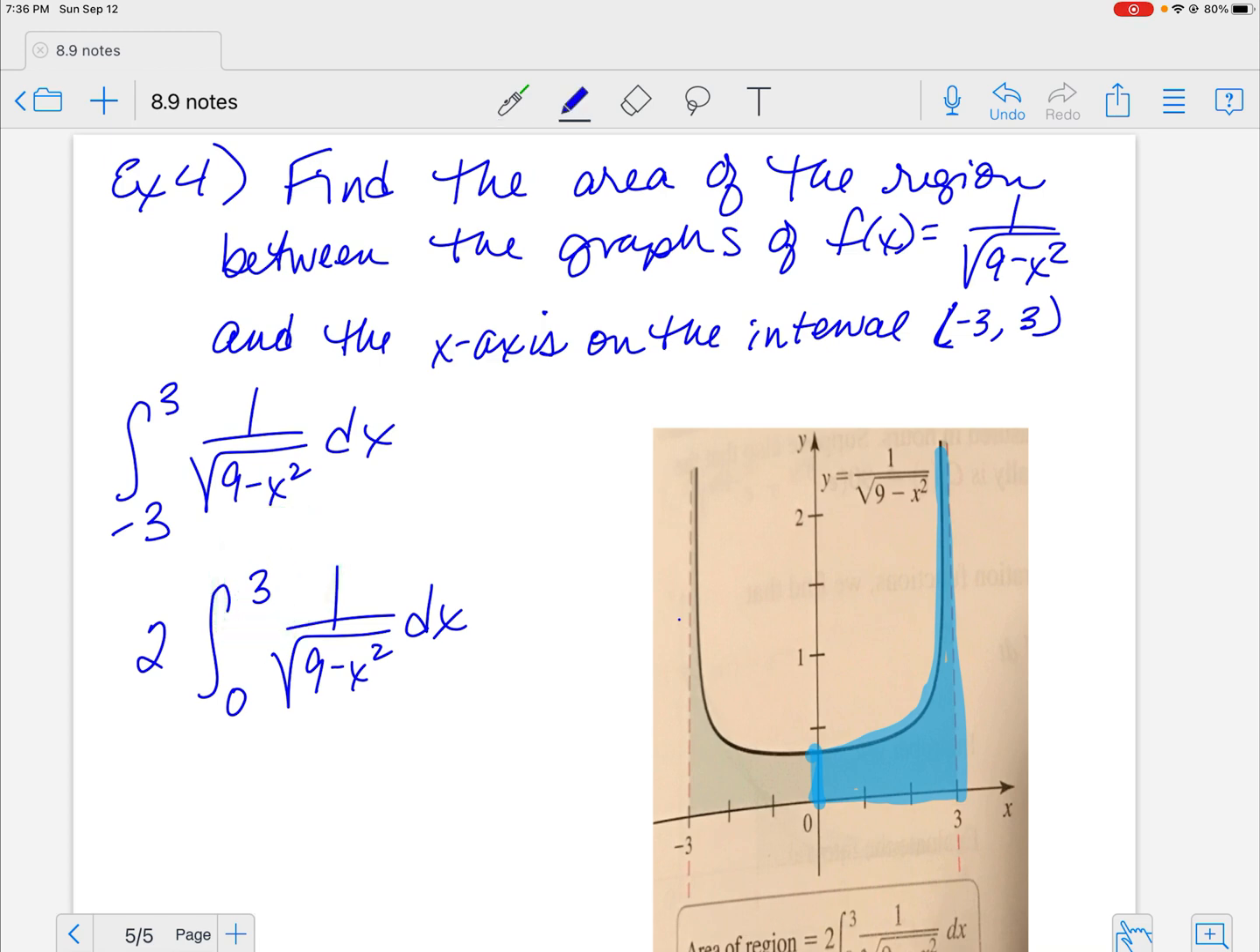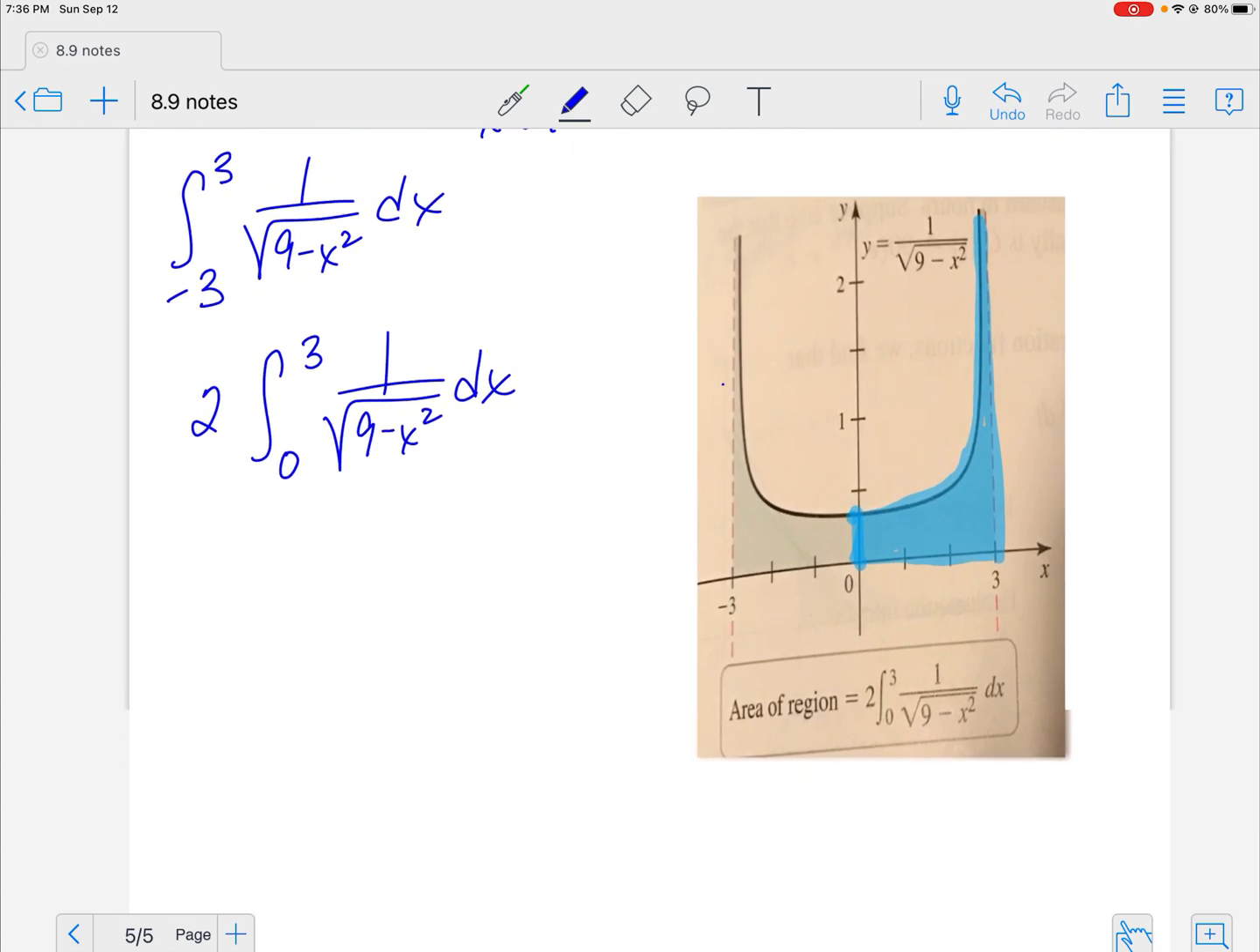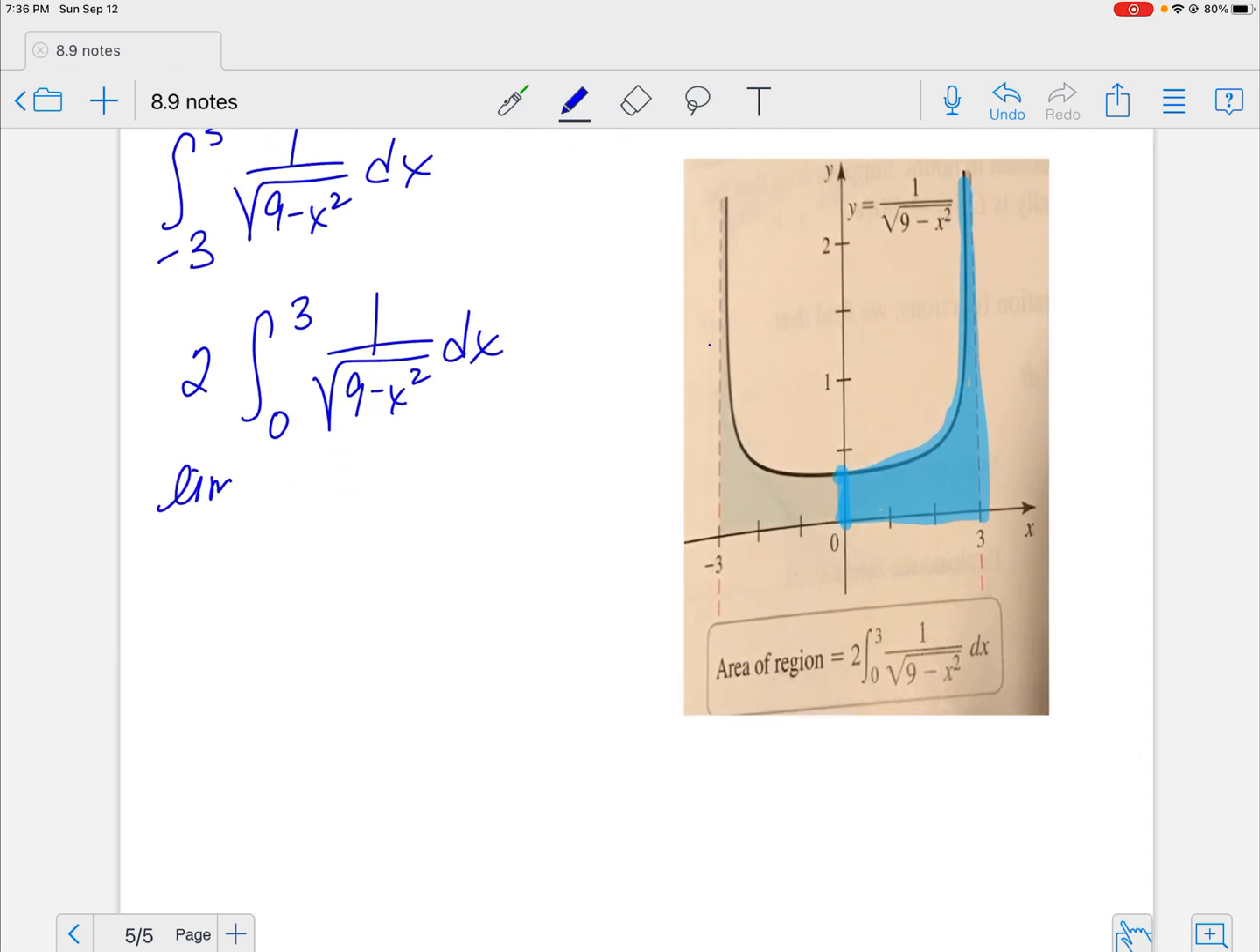So because I have that issue, we're going to have to do a limit. So we're going to take the limit here as, I don't know, b, why not? B approaches 3 from the left, because I'm going from small to big up here, right? And then I have 2, and then I'm going 0 to b of 1 over the square root of 9 minus x squared dx.